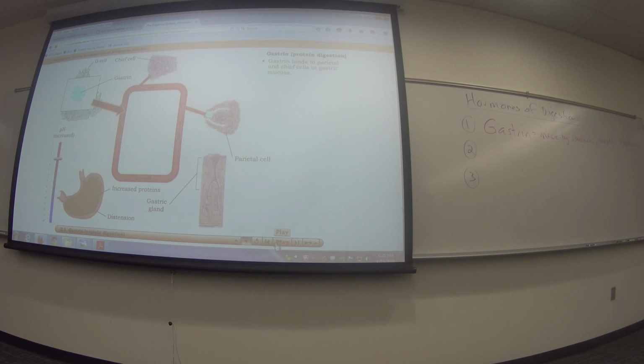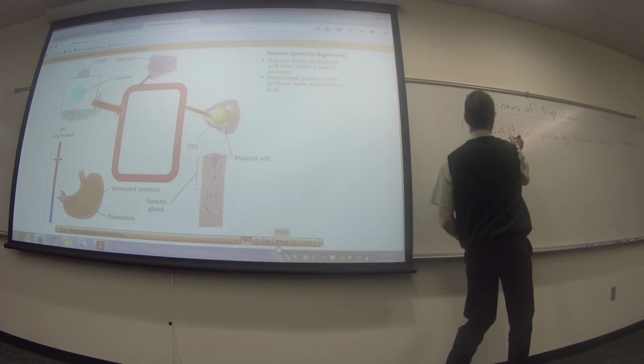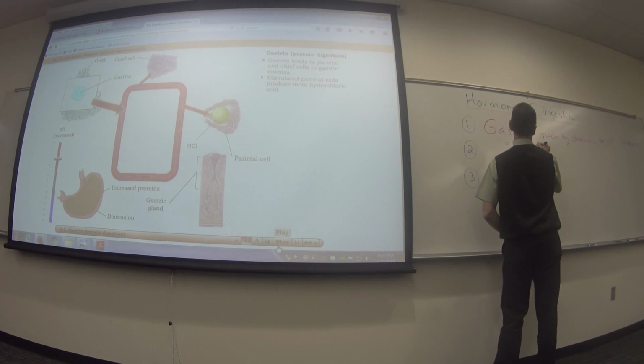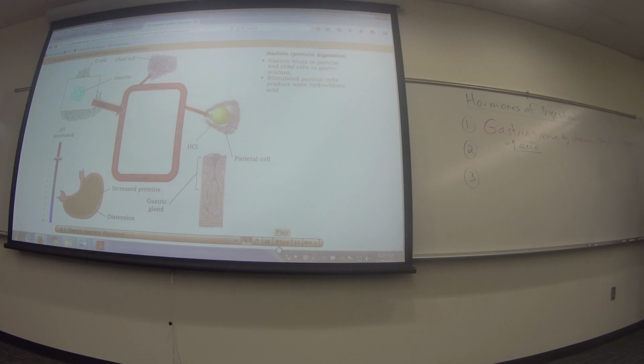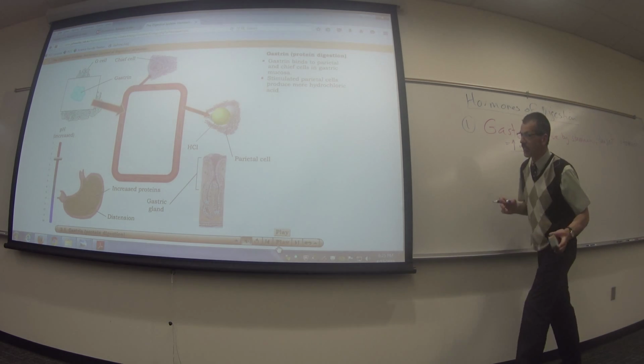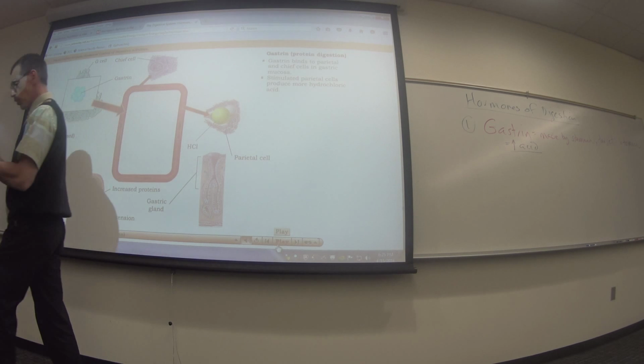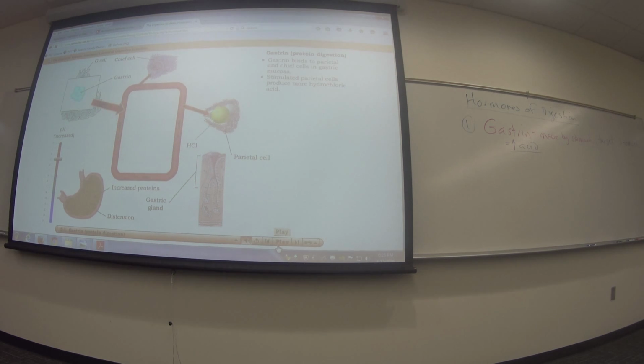So we know it's made in the stomach. Let's see what it does. Under the influence of gastrin, parietal cells then produce more hydrochloric acid. Boom. So what's gastrin do to the stomach? More acid production. So gastrin's job is to turn on acid in the stomach. So gastrin turns on stomach acidity, peptic acidity, pick a word. Gastrin's job is to activate acid in the stomach.